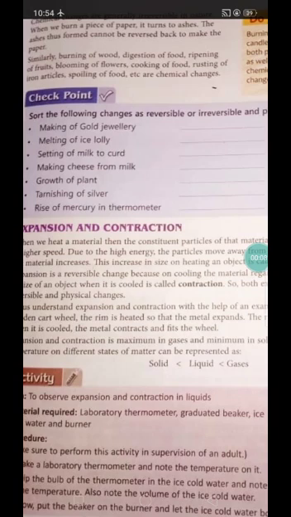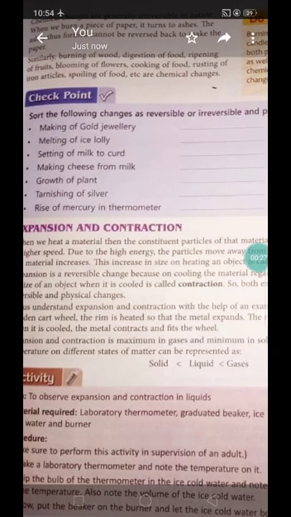When we heat a material, the constituent particles of the material gain energy and start moving at a high speed. Due to high energy, particles move away from each other. As a result, the size of the material increases. This increase in size on heating is called expansion.